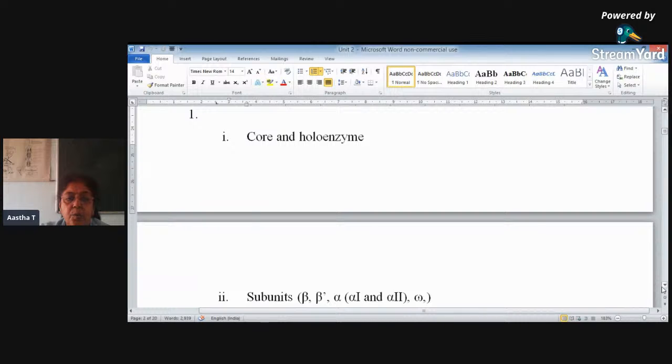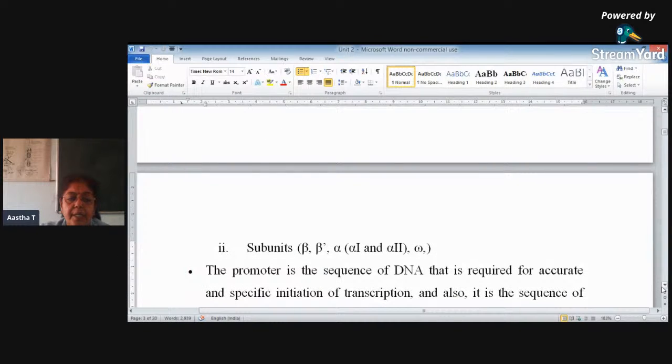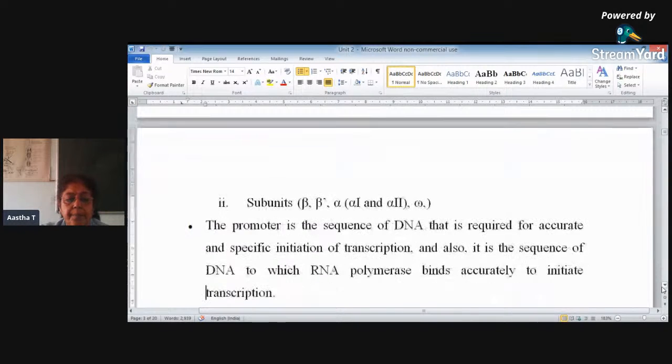So the first one is core enzyme and holoenzyme. The subunits are beta, beta prime, alpha of 2 types, alpha 1, alpha 2, and omega. The promoter is the sequence of DNA that is required for accurate and specific initiation of transcription.